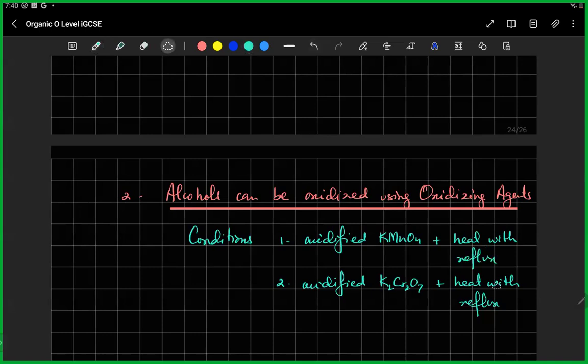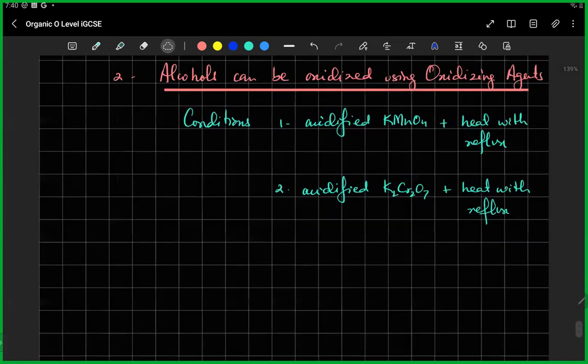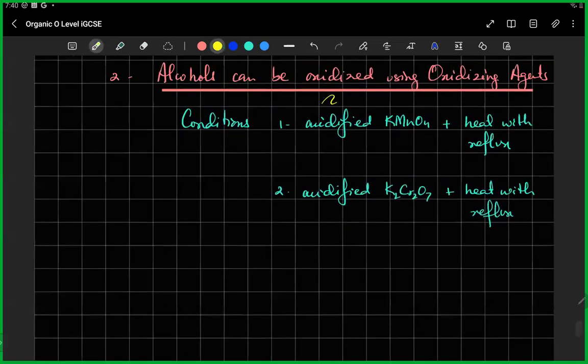Now, you have to remember the names and formulas of these two oxidizing agents. One is potassium manganate(VII), the first one, and the second one is potassium dichromate.